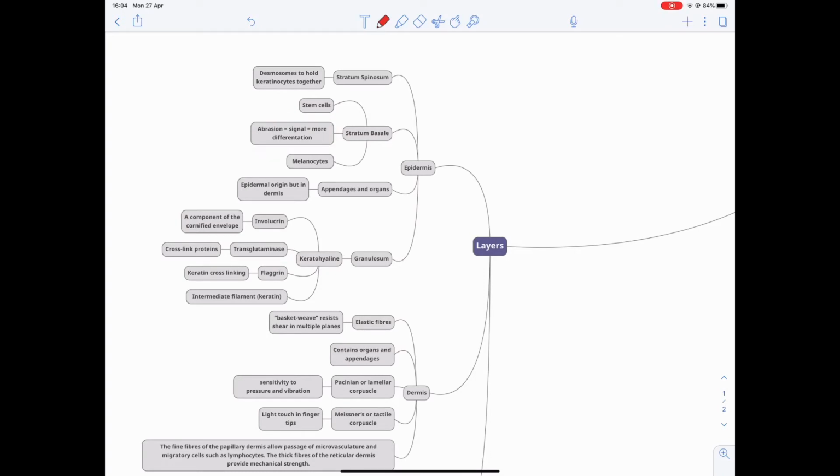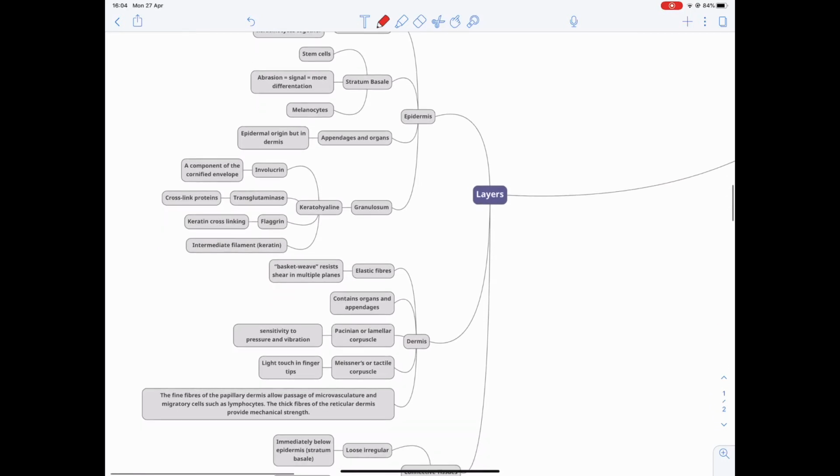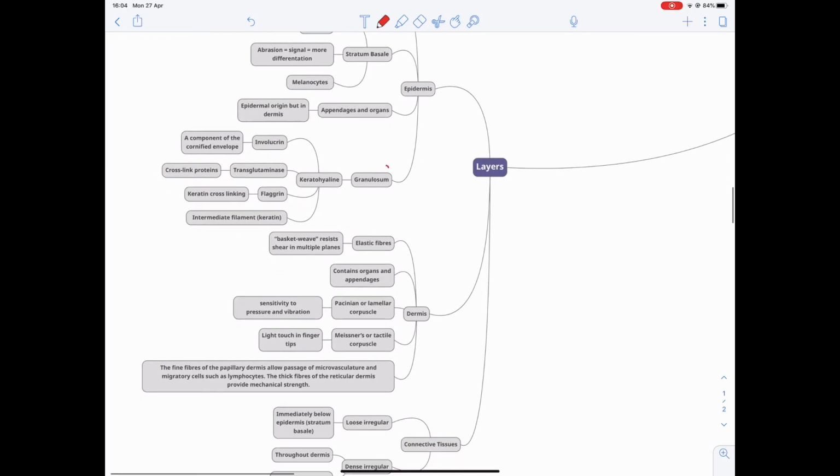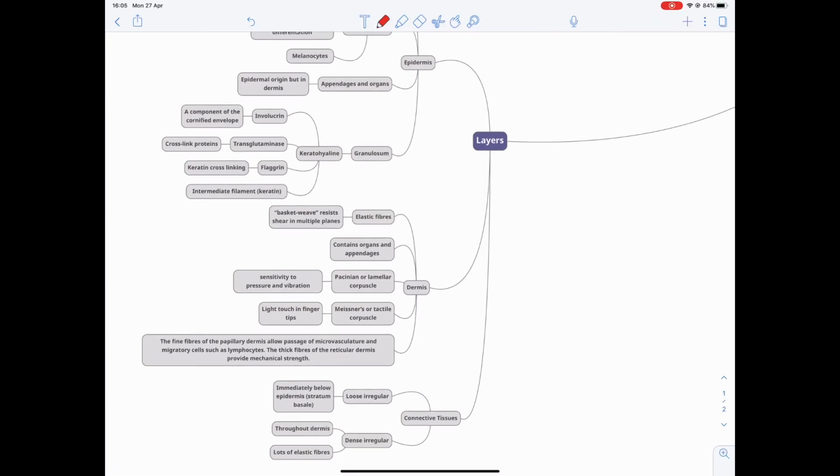But the next layer, which was stratum spinosum, is the majority of the epidermis, and has these desmosomes that hold keratinocytes together, as we said. And stratum granulosum is characterized by these granules, which contain these molecules here. You don't need to know these, but they were in a quiz in TOB.